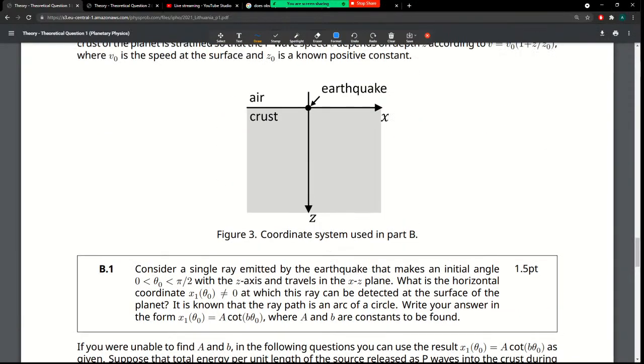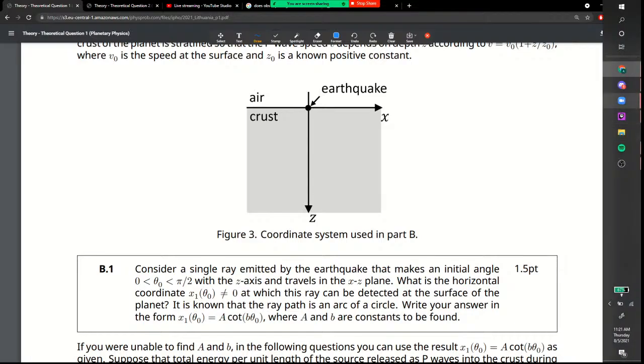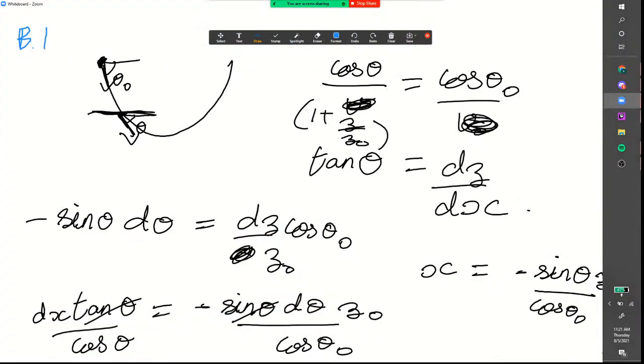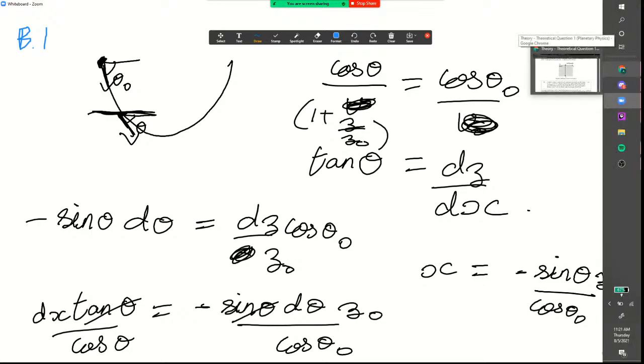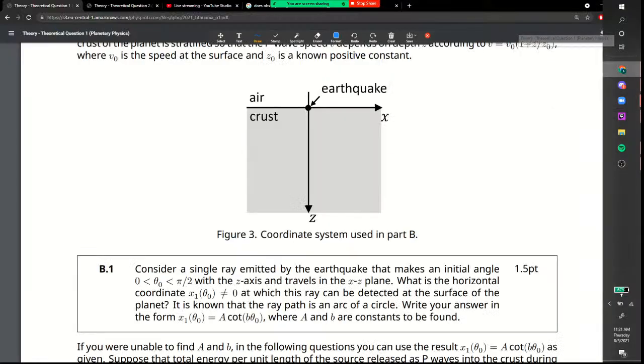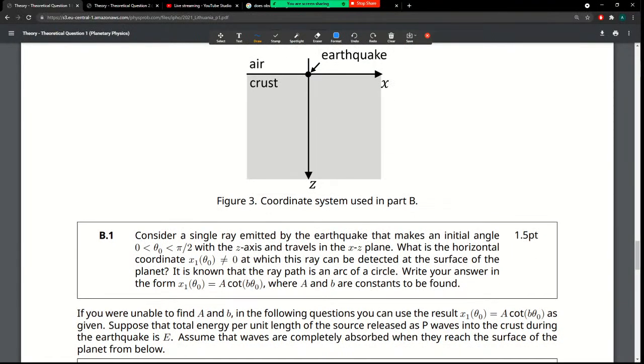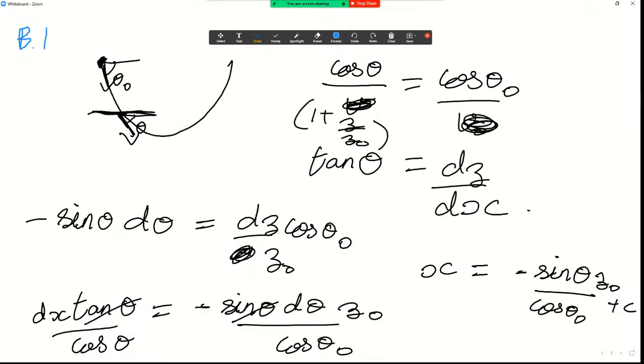What we have to find? The horizontal coordinates at which the ray can be detected on the surface. But it is in terms of cot theta, and I am getting sine theta. Okay, we can plug in theta, so we can get cos theta. We can get C as equal to 0 by plugging x and theta both as 0.